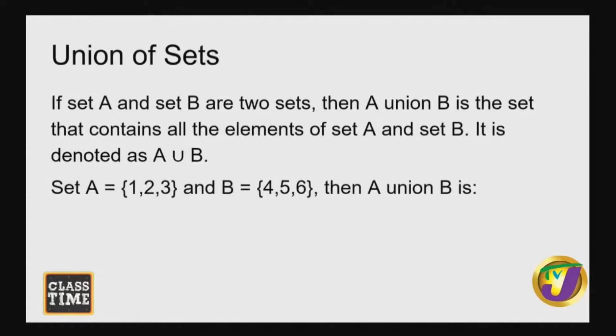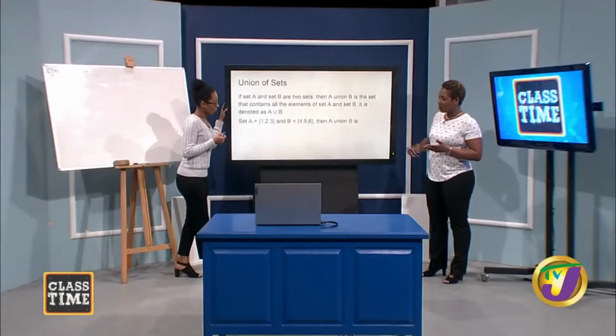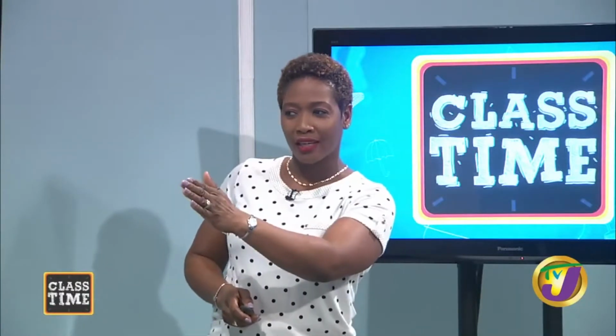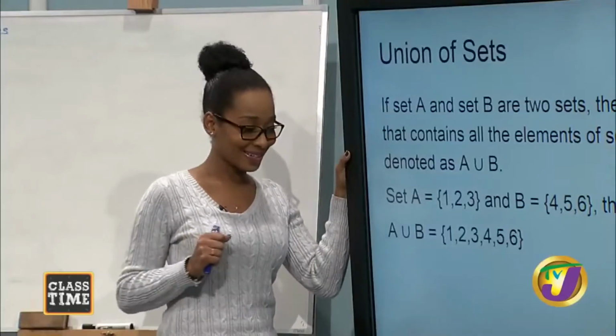Go ahead, Camille. So set A is the set of 1, 2, and 3, while set B is 4, 5, and 6. So now we're trying to figure out A union B. Exactly. What did we say union is again? Just think about the wedding. One family comes together with another. Everybody is now one big family. So if we're talking about A union B, we're talking about 1, 2, 3, 4, 5, 6. That's it. Simple. You get it. There you go.